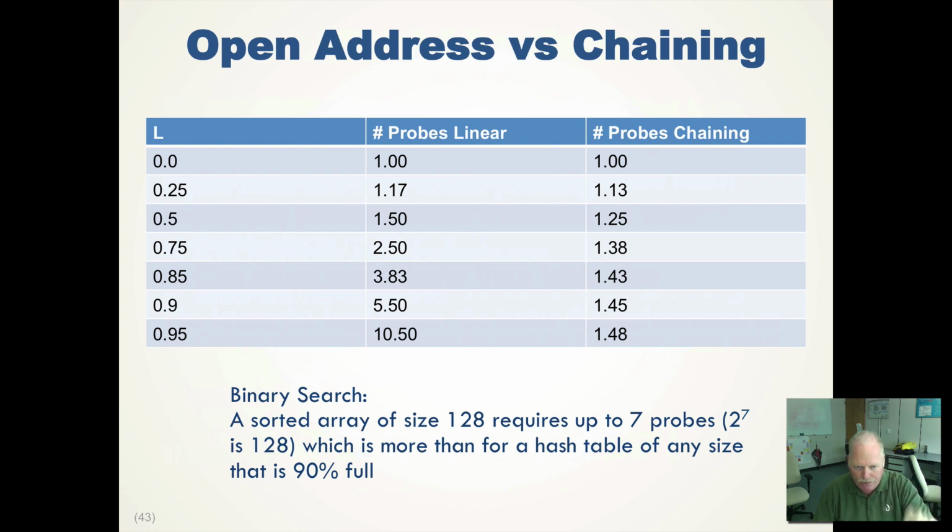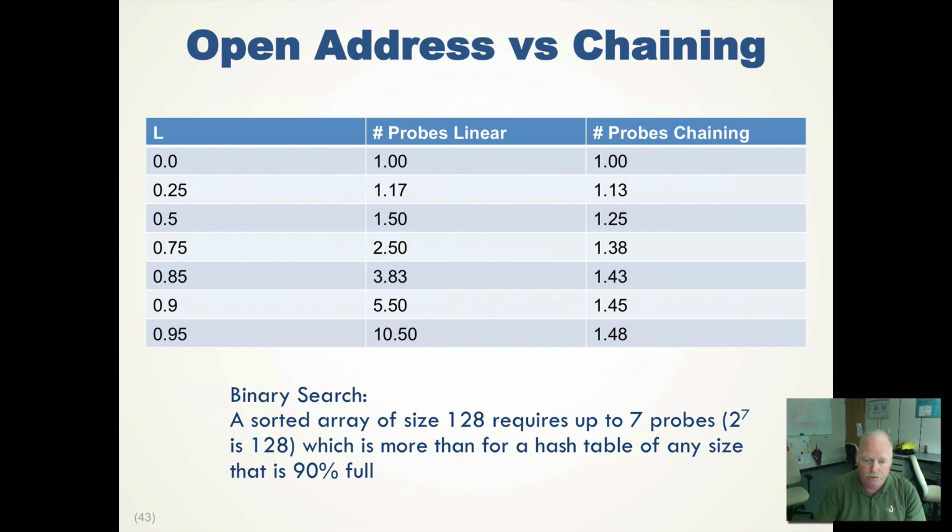We're going to do a lot of bouncing around because we're going to hit those collisions. If the table's full, we're going to have a lot of probing, whereas in chaining we have much less because, again, it's just searching the linked lists.